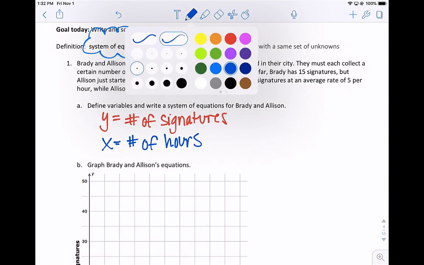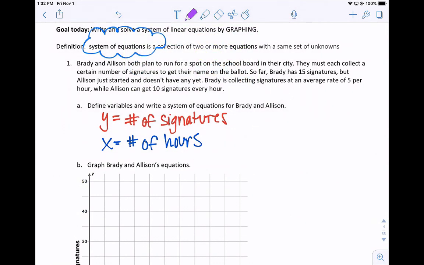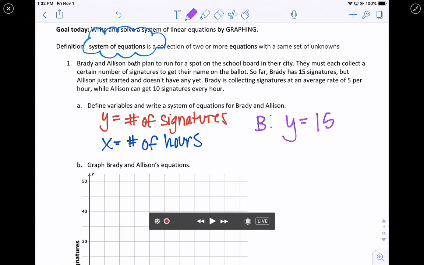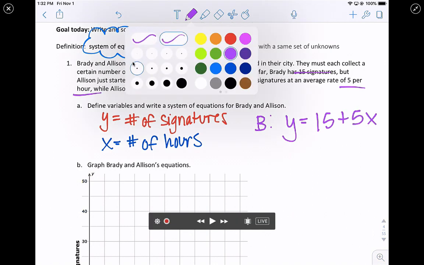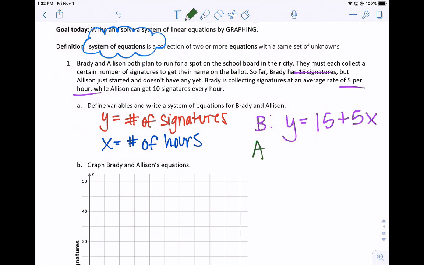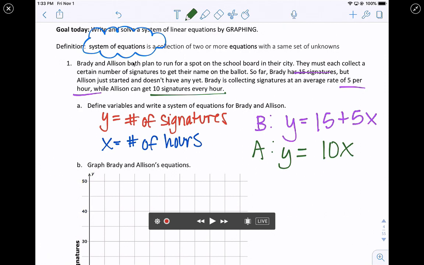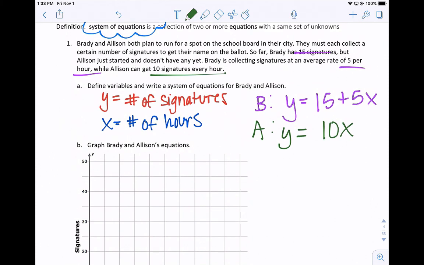Okay, we have Brady and we have Allison, so let's write their equation. So I'll start with Brady. How many signatures does Brady start with first? It says he has 15 signatures, and he collects it at an average rate of 5 per hour. So 5 signatures every hour. Whereas we have Allison, she doesn't have any signatures yet, so 0, but she will get 10 signatures per hour. Okay, so there's an example of two equations.